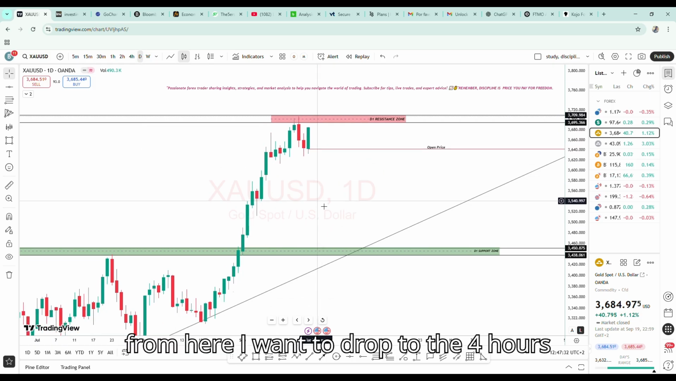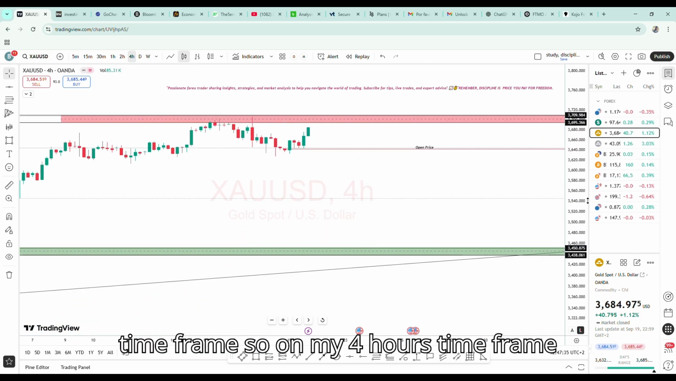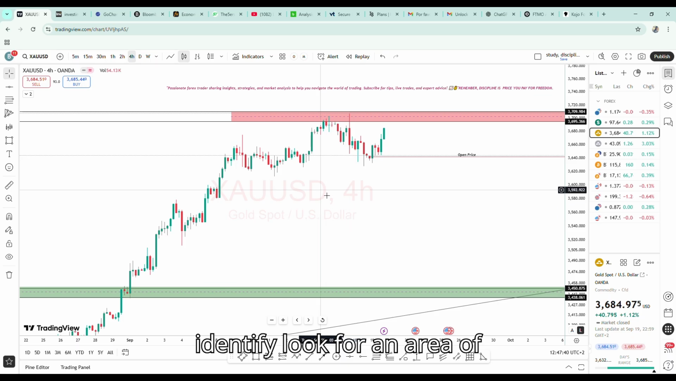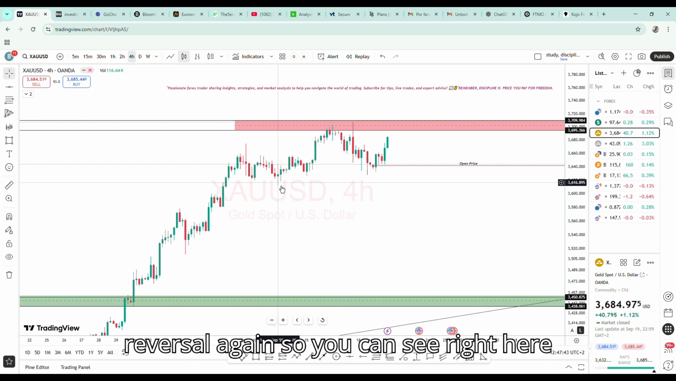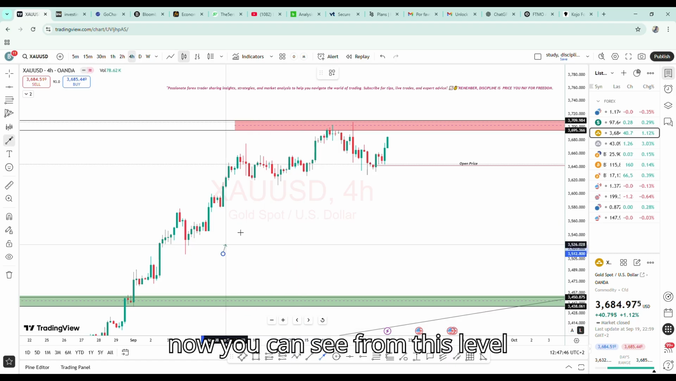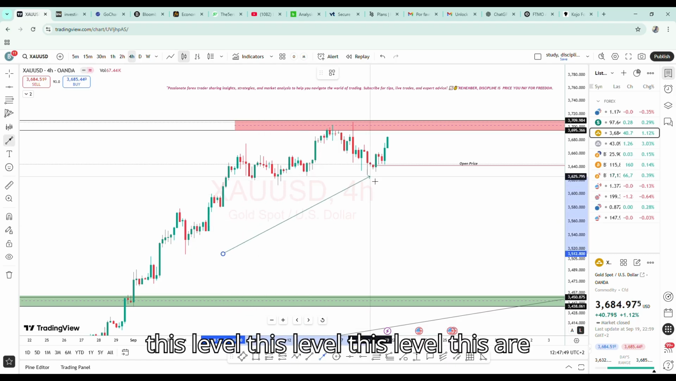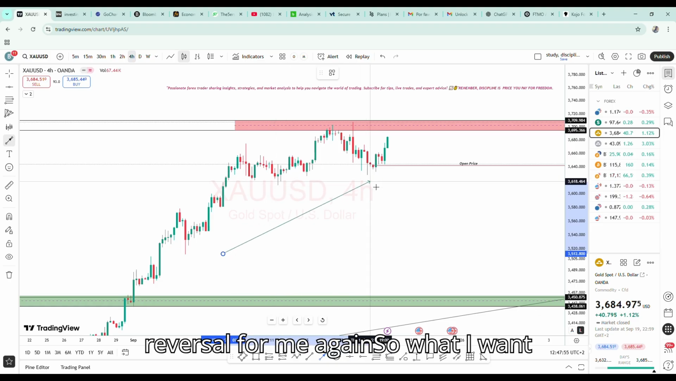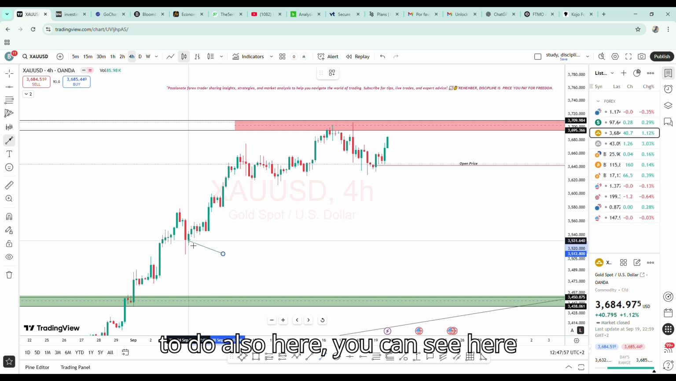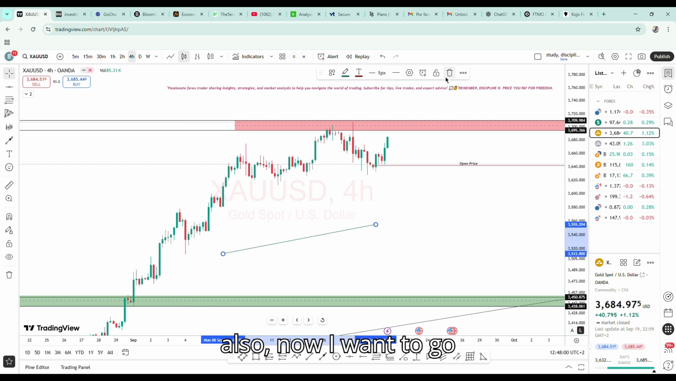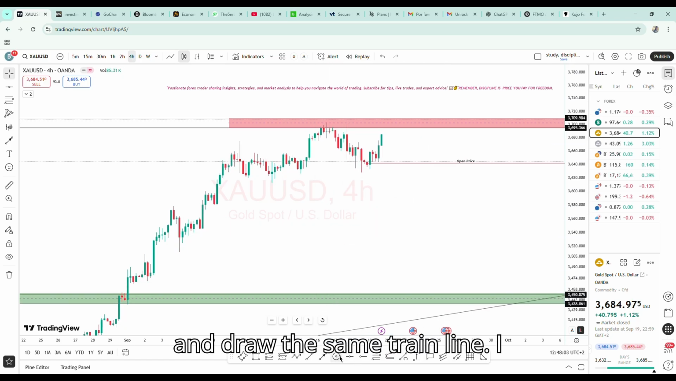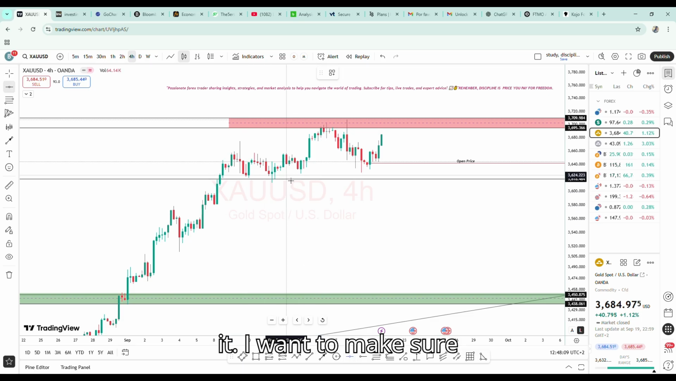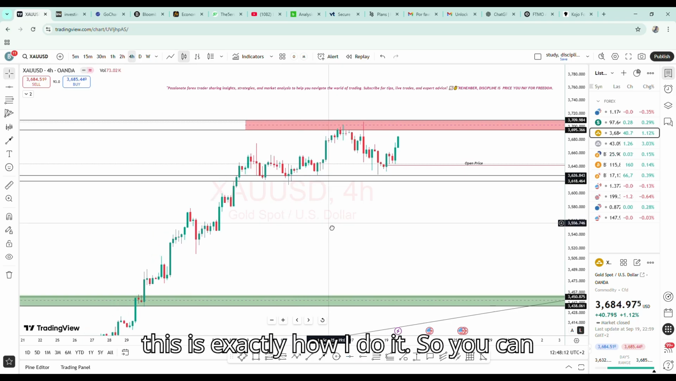So now from here I want to drop to the 4-hour time frame. On my 4-hour time frame, I also want to look for an area of reversal again. You can see right here, from this level, this is an area of support, a reversal area for me again. So I want to draw the same trend line and mark the zone. This is exactly how I do it.